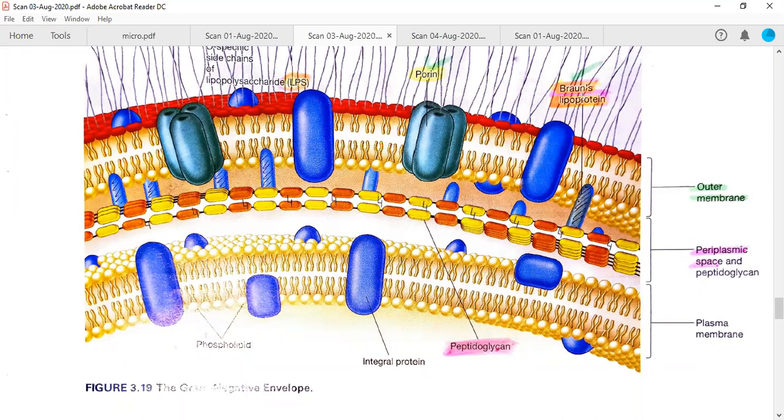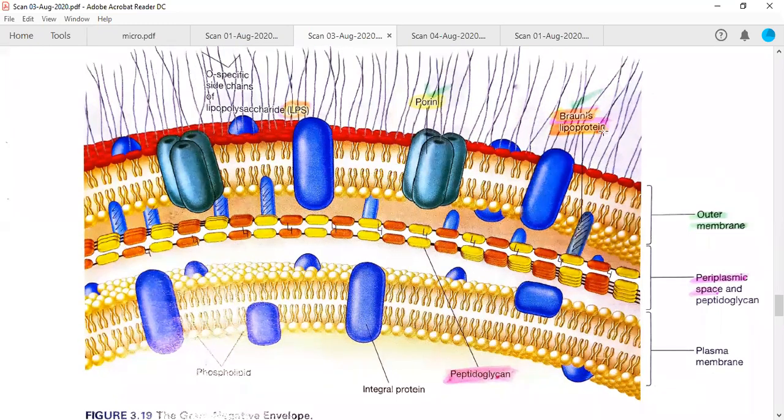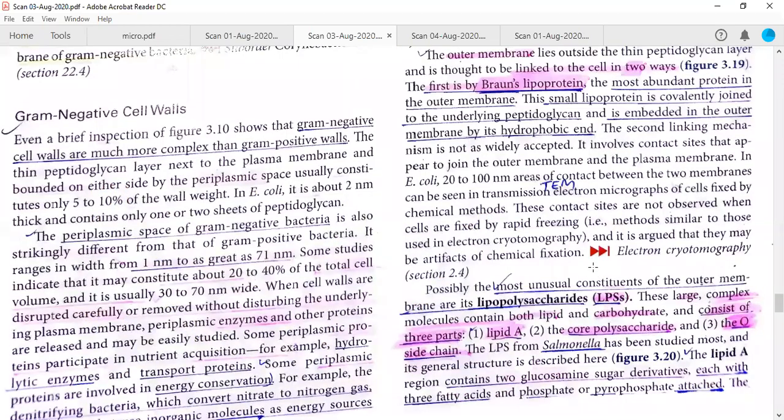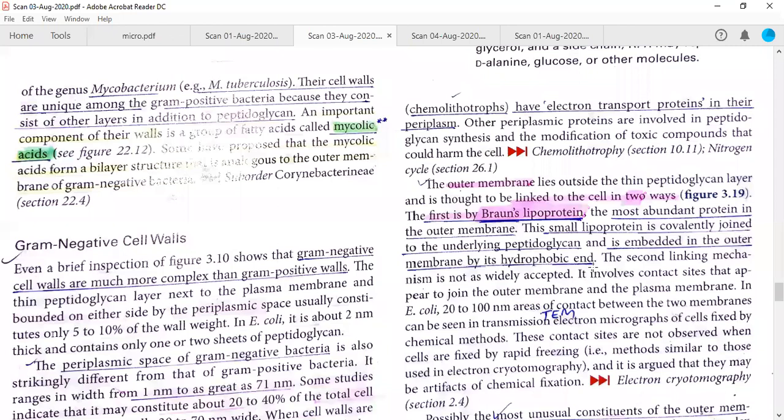Okay, Braun's lipoprotein. If someone asks you about Braun's lipoprotein, they are mainly connecting the inner leaflet of the outer membrane with the peptidoglycan cell wall. So they're present in this periplasmic space. Okay, so responsible for structural maintenance.